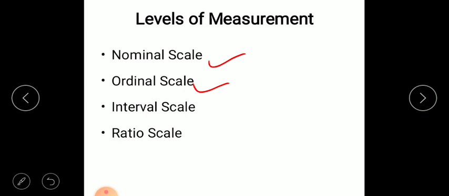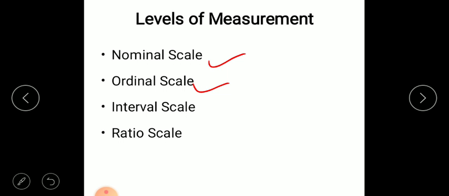Now for example, if you say ordinal scale, here the first number will be better than the second number. Ranks, for example, are in order: first rank, second rank, third rank, fourth rank. So you can very easily say that the first rank person has scored better percentage than the second rank person, and second rank person has scored better percentage than the third rank person. But the problem with ordinal scale is that you will not get to know the gap between first rank and second rank and third rank.